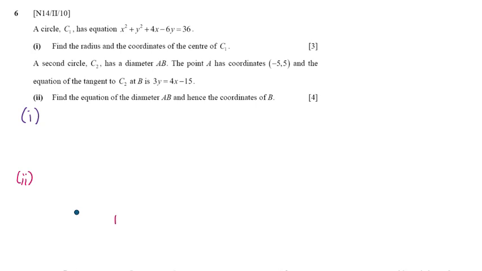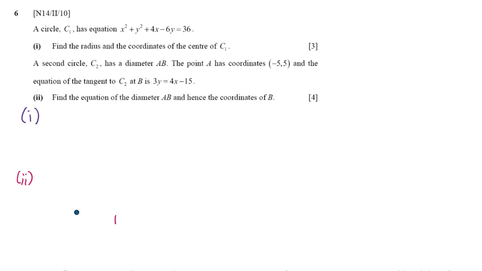Right, so we come to the last question. So bear with it for a while, and after you complete it, you will have a great sense of satisfaction. I promise you, because I'm about to feel the satisfaction too. Right, so there are basically two circles there. We start off by having circle C1. Circle C1 has equation x squared plus y squared plus 4x minus 6y equals 36.